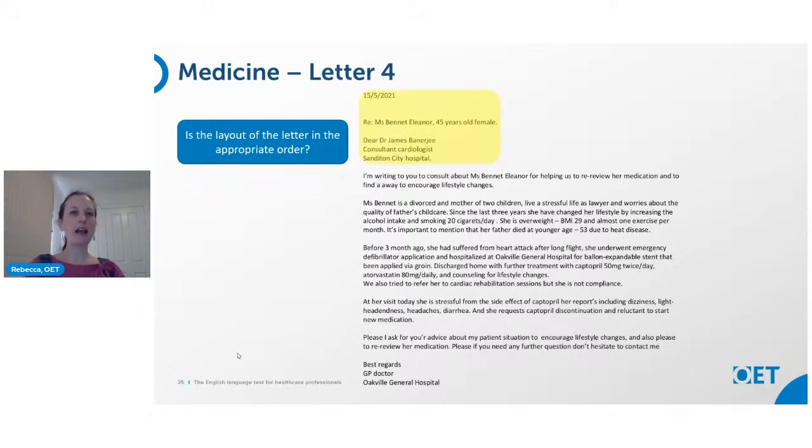Do you think the layout at the start with the date, the reference line, the greeting and the address are in an appropriate order for the letter? So have a quick look through the whole letter, and then in the chat, let me know if you think the layout of this letter is appropriate for OET writing.